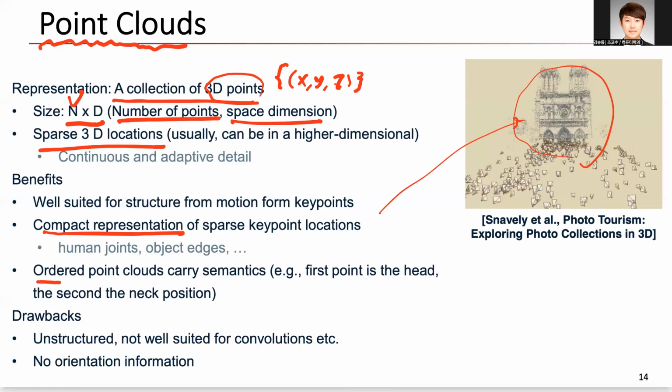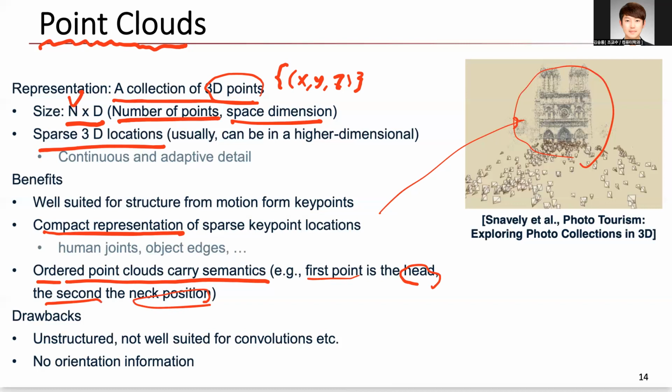And in order, the point cloud carries the semantics. For example, when I consider this point cloud as a key point, or the semantic key point, the first point represents the head, the second point represents the neck position. Then we can explicitly give semantic information as well from this point cloud information.